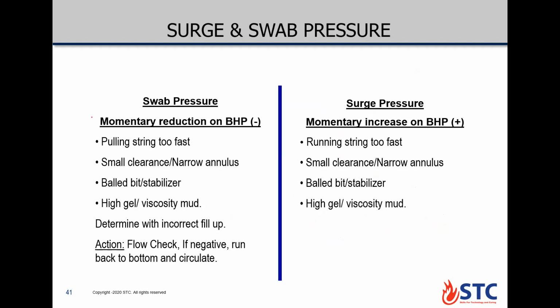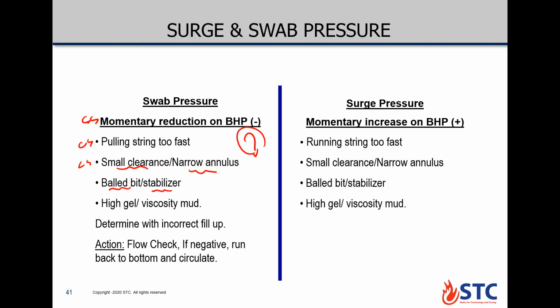So let's talk about the reasons. Here, swab pressure is a momentary reduction in the bottom hole pressure. The reasons: if we are pulling the string too fast, if we have small clearance or narrow annulus, so the mud is not able to return to its normal position. If we have a balled bit or balled stabilizer, same thing, the mud is not able to return back. If we have high gel or high viscosity mud.